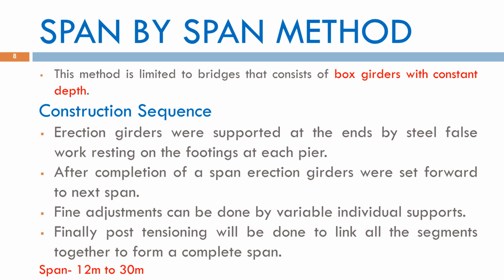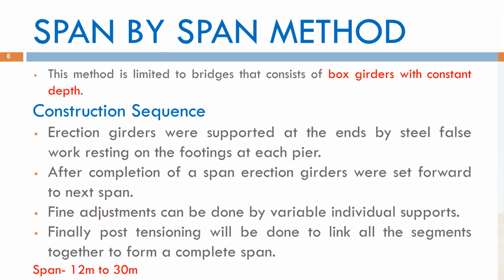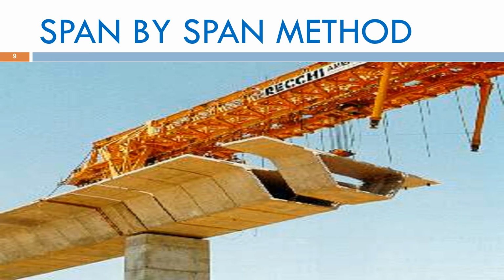span. After one span is completed, the erection girder is moved to the next span, and the same process is repeated. Before final stressing, small adjustments are made using variable supports to achieve the correct alignment and level. This method is generally suitable for spans between 12 and 30 meters and provides rapid construction, with an average erection speed of approximately 3.5 days per span. Here we see the span-by-span method being utilized in the field to advance the deck structure.